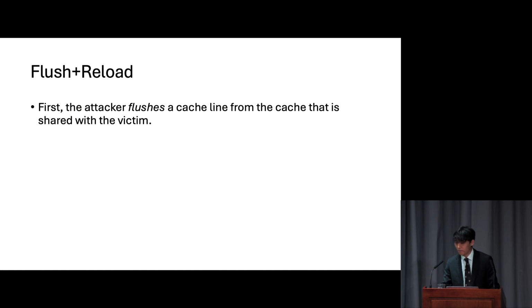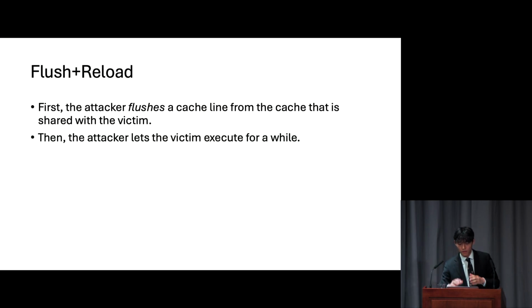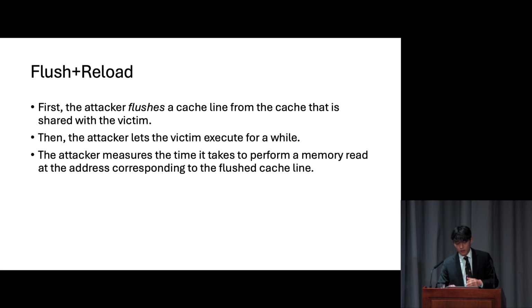First, how it works is the attacker flushes a cache line from a cache that is shared with the victim. This is going to be the target cache line. Then the attacker lets the victim program run and execute for a while, does what it needs to do. This may be monitored in some way or not, but lets it run. Then the attacker measures the time it takes to perform a memory read at the address corresponding to the flushed cache line, which was the targeted cache line earlier.